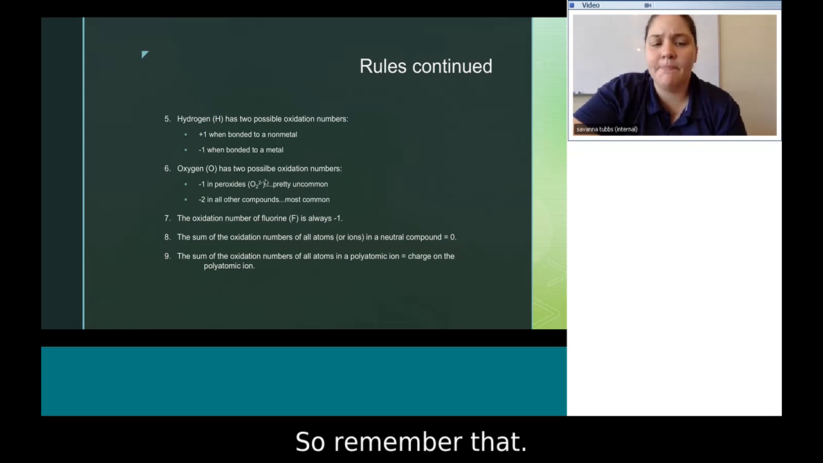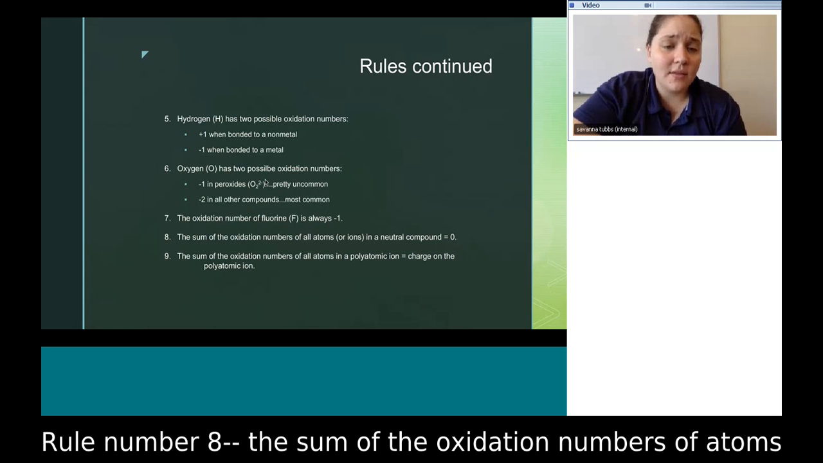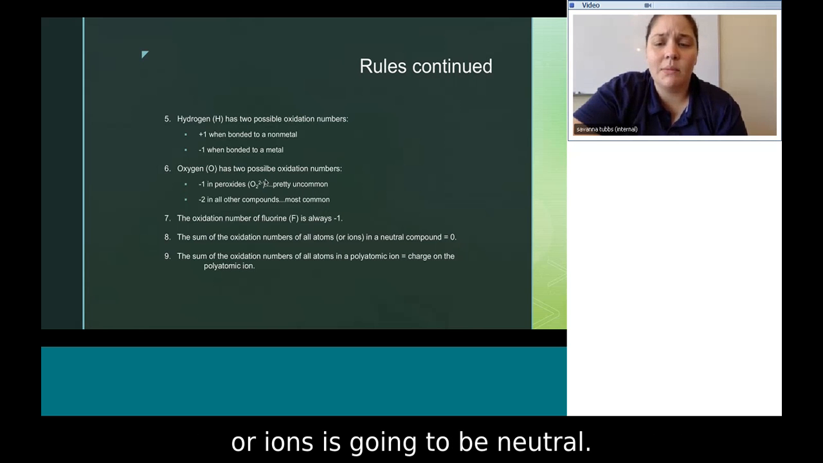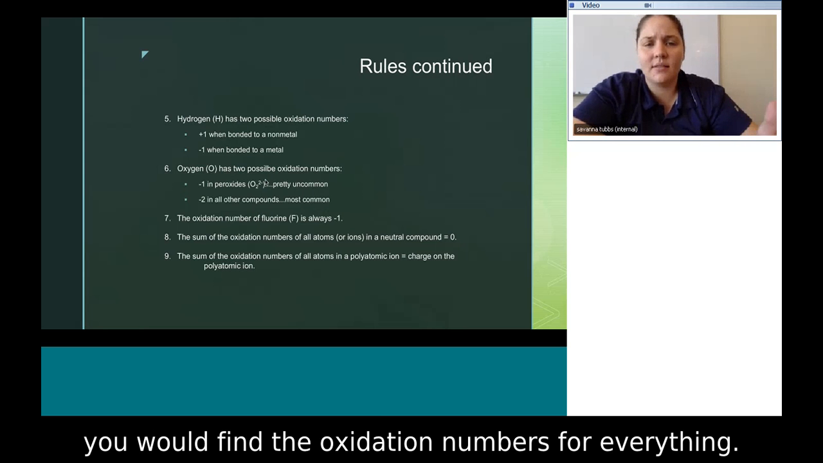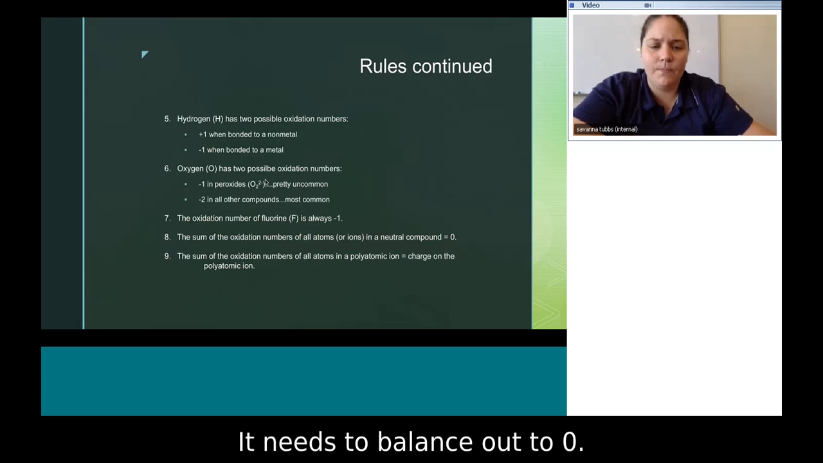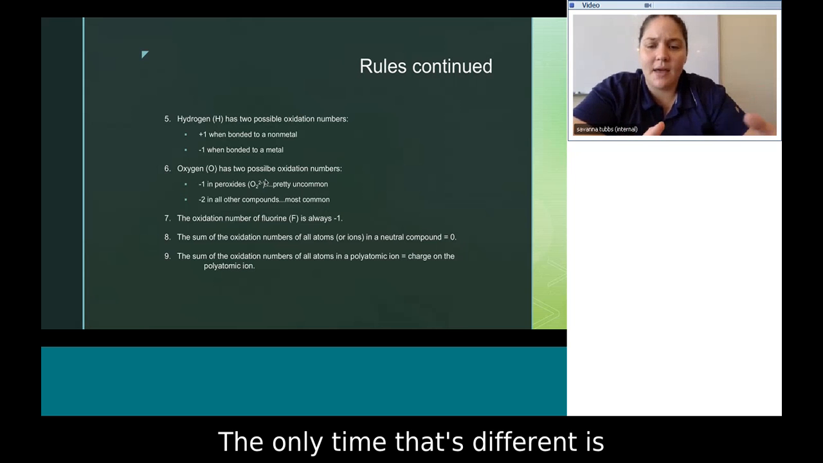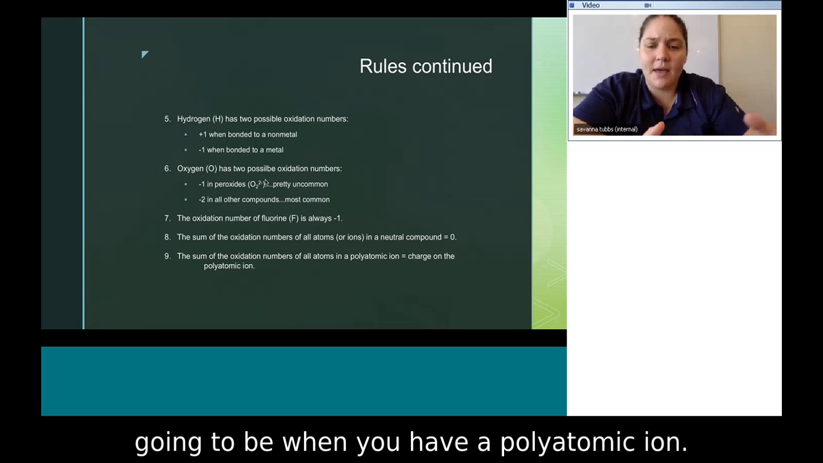So remember that. Rule number 8, the sum of oxidation numbers of atoms or ions is going to be neutral. So whenever you have a compound, you assign the oxidation numbers for everything, and it needs to balance out to 0. The only time that's different is going to be when you have a polyatomic ion.